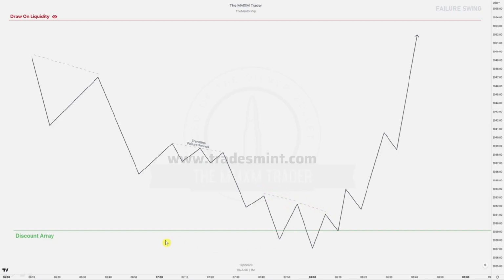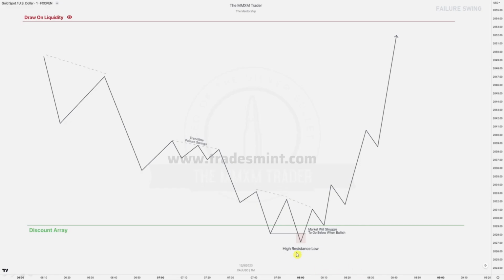Now, once we hit that discount array, and we've got a low formed over here, we want to be targeting those failure swings as our draw on liquidity. And why is that our draw on liquidity? This is low resistance liquidity, right? So we always want to go for that low resistance liquidity. Now, what we want to see form on our side of the structure is that high resistance liquidity, right? So we know it's rejecting that low and we want to go bullish, so we don't want to see those lows ran again. But how does that look like?